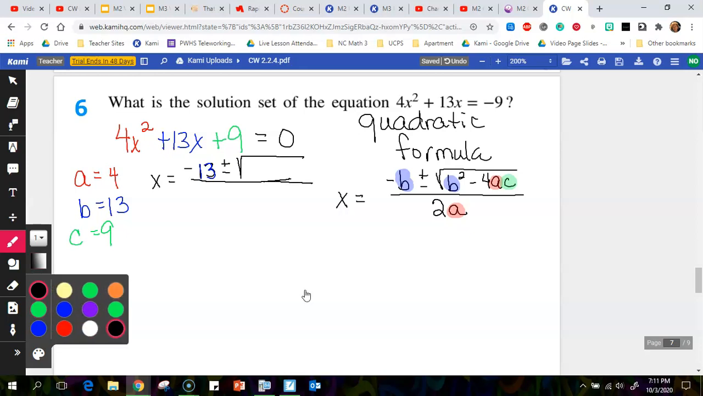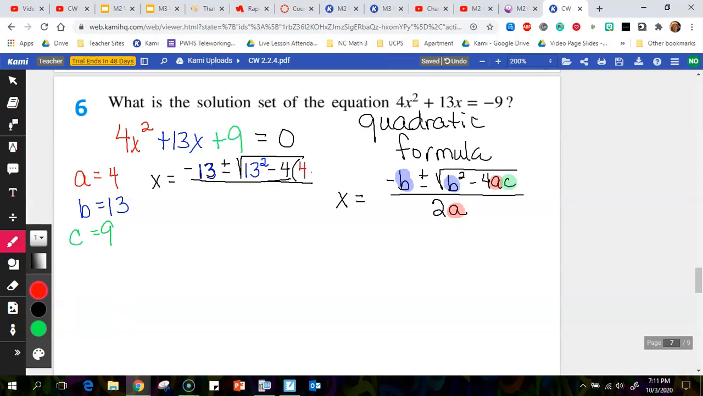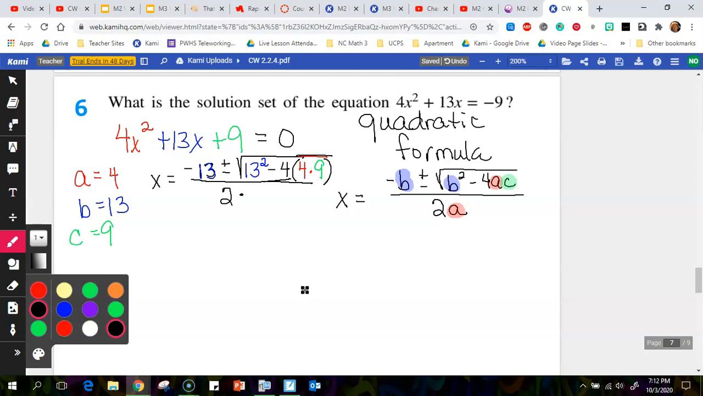And then b squared, so 13 squared, and we'll figure out what that is in a minute, minus 4 times, all right, a is 4, and c is 9. Okay, so there's those colors there. And then all of that over 2 times 4. Okay, so now I'm just going to use black for the rest of it.